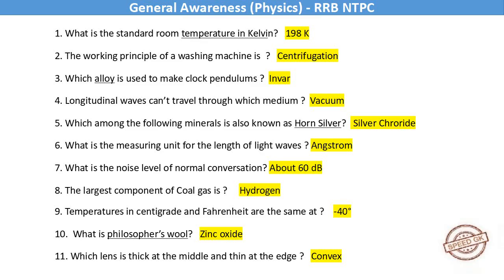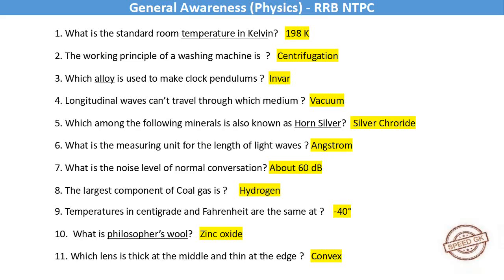Vacuum. Which among the following minerals is also known as horn silver? Silver chloride. What is the measuring unit for the length of light waves? Angstrom. What is the noise level of normal conversation? About 60 decibels. The largest component of coal gas is hydrogen.